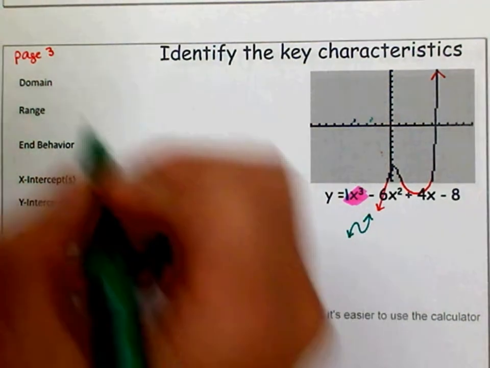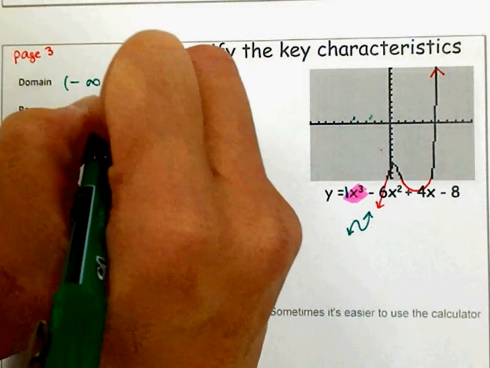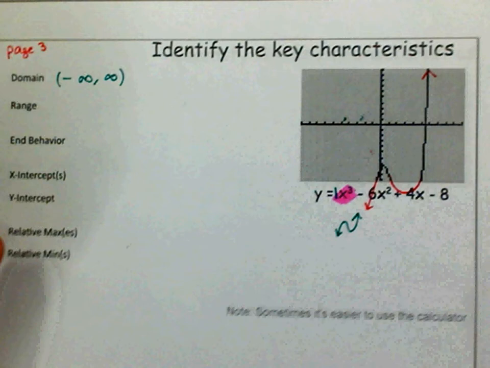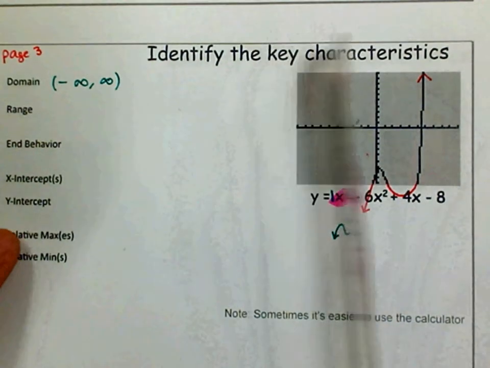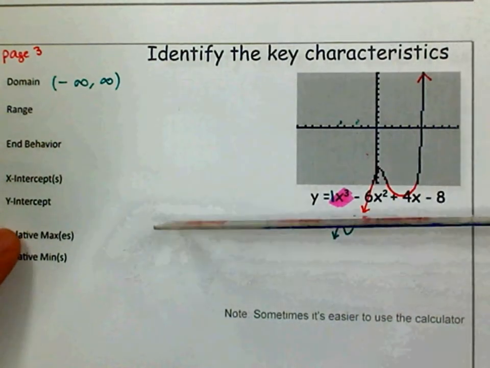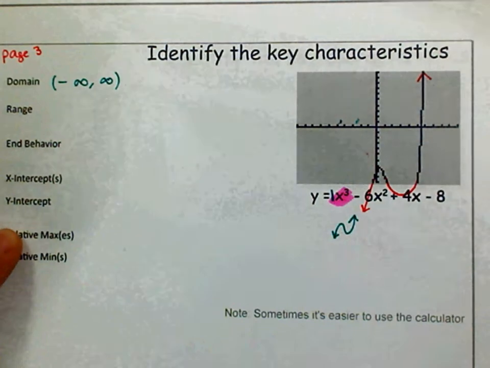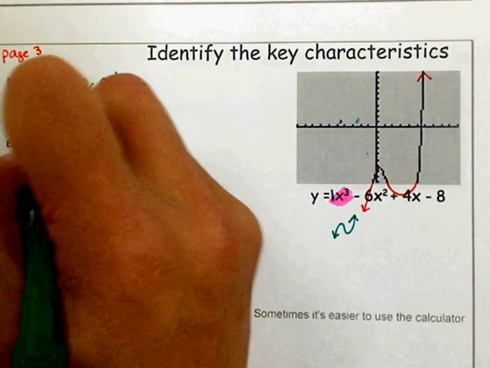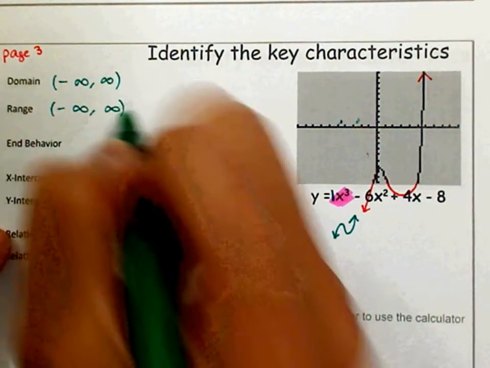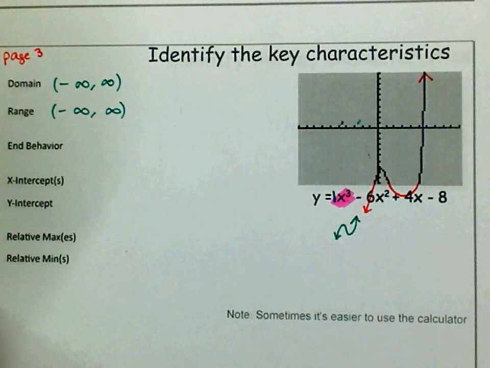Notice what is your domain. Your domain is negative infinity to positive infinity, so it's going to be left to right. Your range, the floor is negative infinity all the way to your high point, which is also negative infinity to positive infinity. Okay. Your end behavior. Let's take a look at your end behavior.